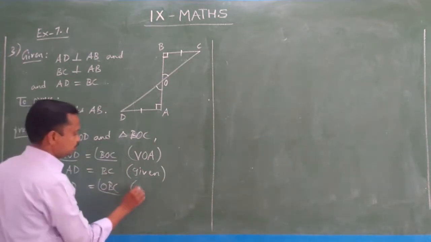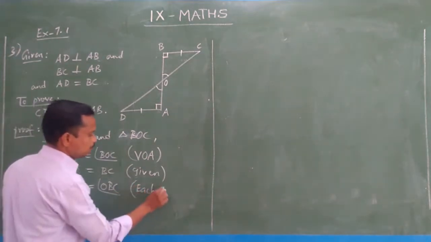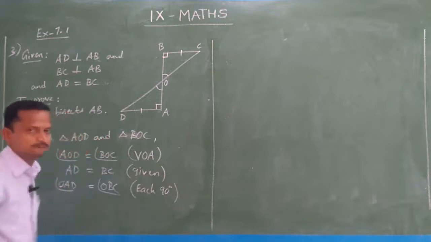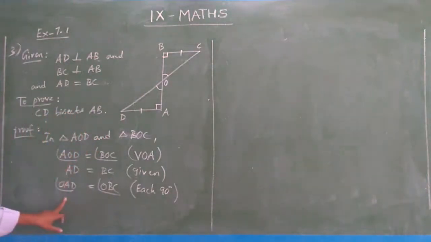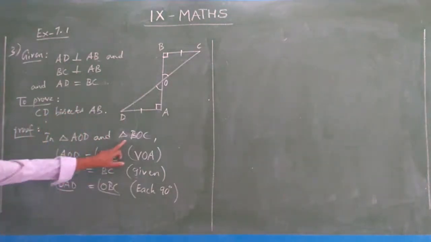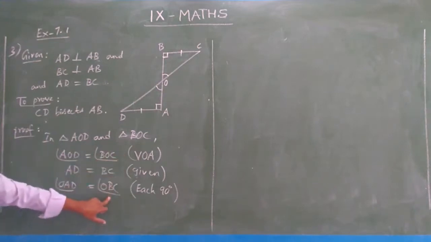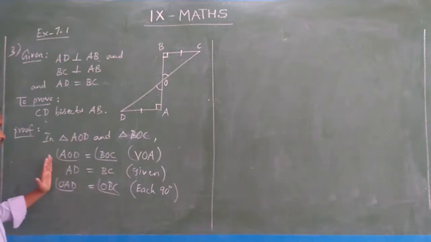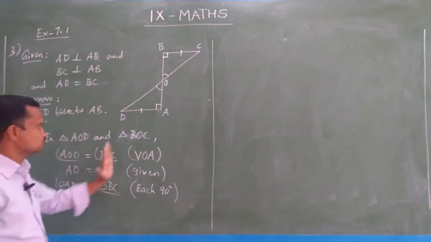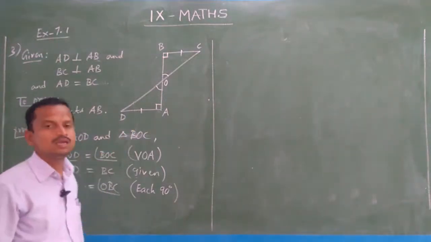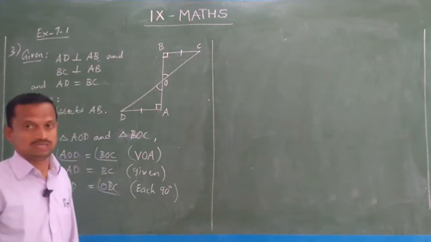Okay. Each 90 degrees. So from the first triangle we have taken the first angle, and from the second triangle we have taken this angle. So correspondingly we have to take. The left side angles are from the first triangle and the right side angles are from the second triangle. We have to be very perfect about that.